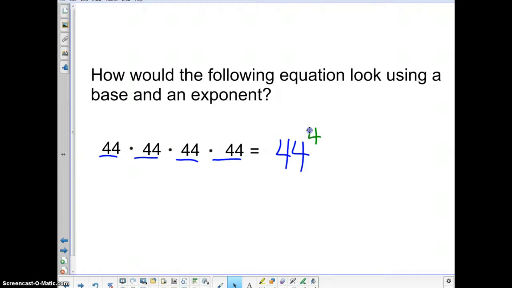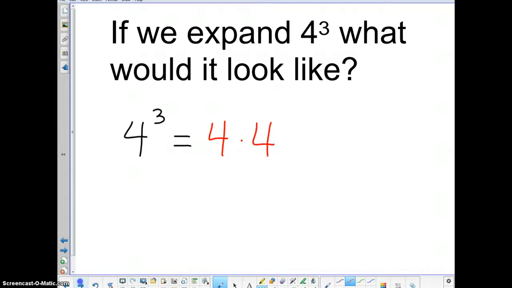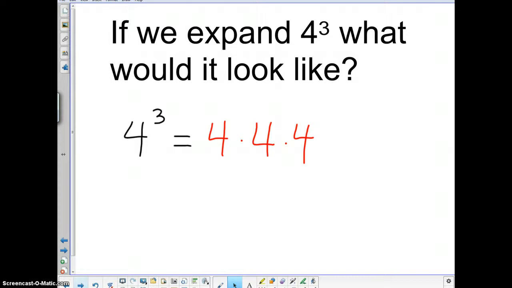Once again, if you need to write this down, please pause the video. But moving on. If we expand 4 to the 3rd, what would it look like? Now we're going the opposite way. We're starting with 4 to the 3rd. The base is what's repeated, 4 times 4 times 4, and the 3 is how many times we repeat it. So it would be 4 multiplied together 3 times. Whether we're given this and going to an exponent, or given an exponent and going to the expanded form, 4 times 4 times 4, you should be able to go back and forth and do either form.